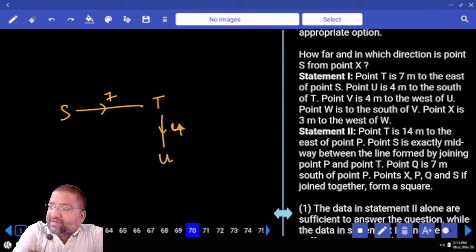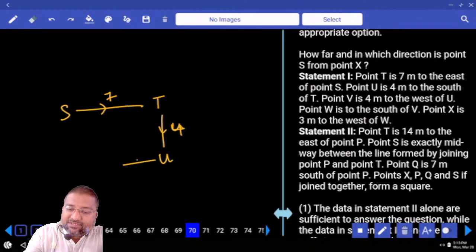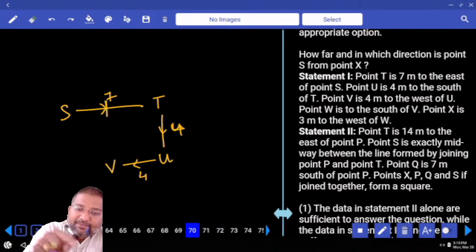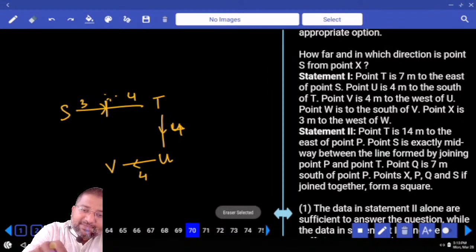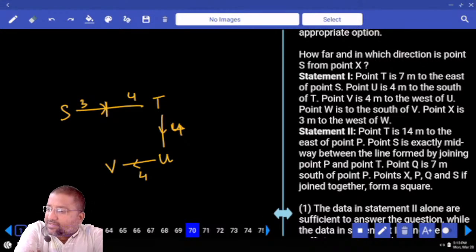Point V is 4 meters to the west of U. West is towards your left hand side. 4 meters west of U. If I mark a point parallel to V, this becomes 4 and this becomes 3. We can happily erase 7. Done. Next, point X, sorry, there's one point that I've missed out.